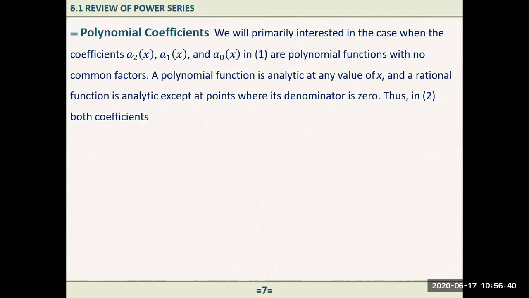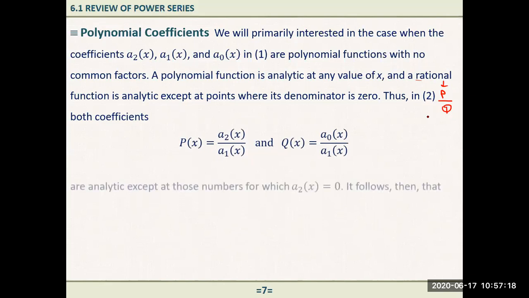And a rational function is analytic except at points where its denominator is 0. Also from calculus, you know what a rational function is. It is just the quotient, or the ratio, of two polynomial functions, right? That is, it is P over Q. This is a polynomial function, and this is also a polynomial function. So it's the ratio, we call this a rational function. And we are saying that it is analytic except where the denominator is equal to 0. And you know the reason, because we don't have division by 0, right?